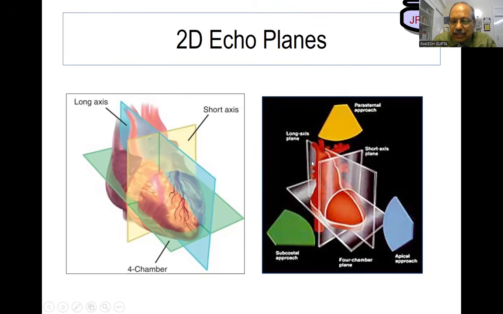If it's cutting a short axis view, it depends on what place it is cutting. If it's cutting at the level of the mid LV cavity, you'll have papillary muscles and the LV cavity. If it's at the level of the apex, it will be only the apex. Or it could be a short axis view at the aorta. So I'll show you the short axis view at the aorta.